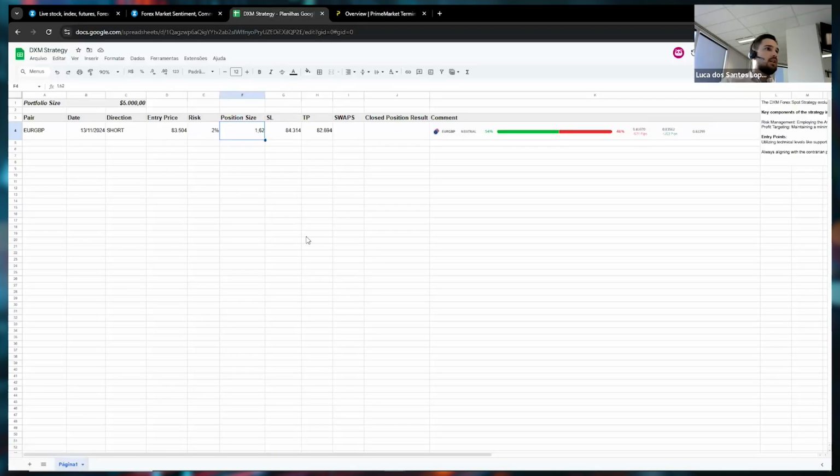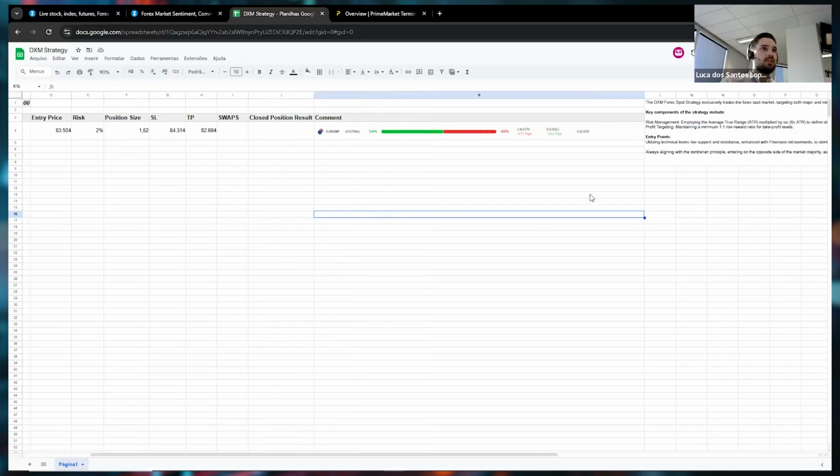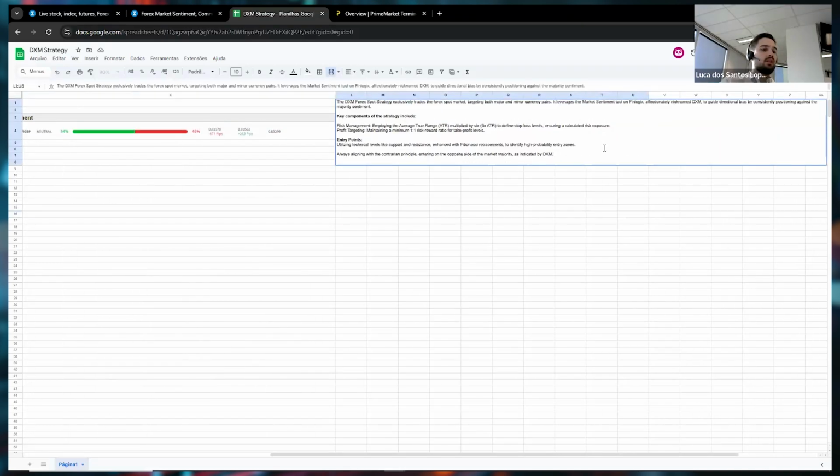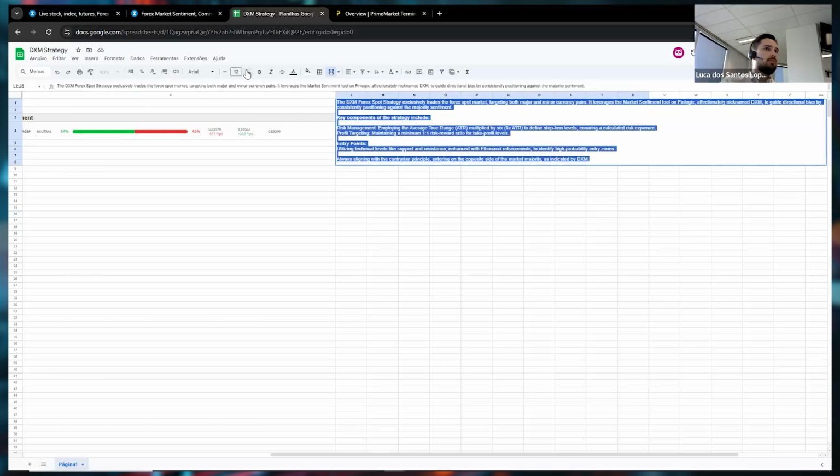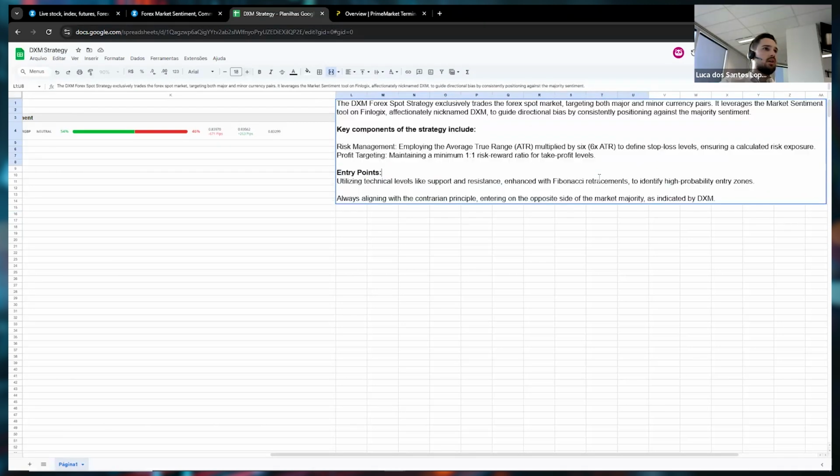Okay. So basically this is one thing. Now, what's the strategy actually composed of? So I've done a little thing. Let me just put it bigger so everyone can see it. But basically the DXM Forex spot strategy, it exclusively trades the Forex spot market. Okay, we're not trading futures of Forex. We're not trading indices. We're not trading any other thing. We're trading mainly spot FX. Okay, what does this spot FX mean? Does anyone know? That's a very tricky question, eh?